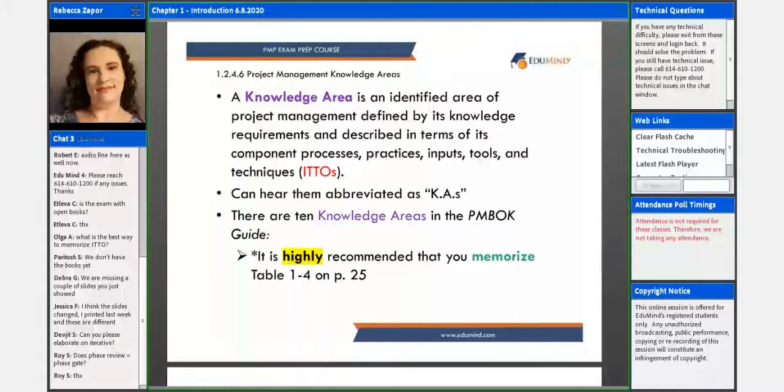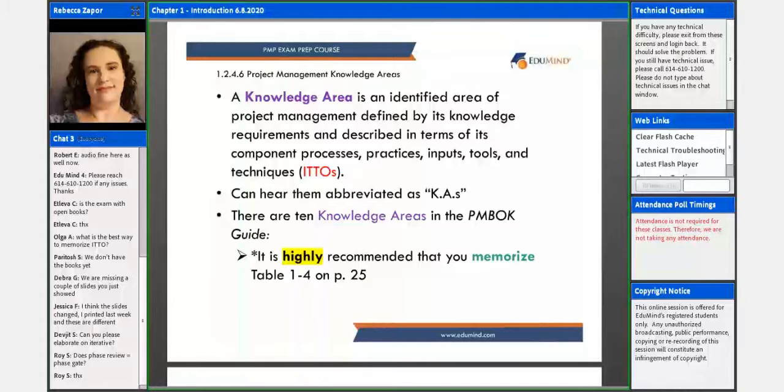There are 10 knowledge areas in the PMBOK guide, and it is highly recommended that you memorize Table 1-4 on page 25. What I did when I was studying is, you're allowed to make copies of this for your personal use. So I made a copy of table 1-4 and took it with me wherever I went. Anytime I had a few minutes, I would stop and study it.